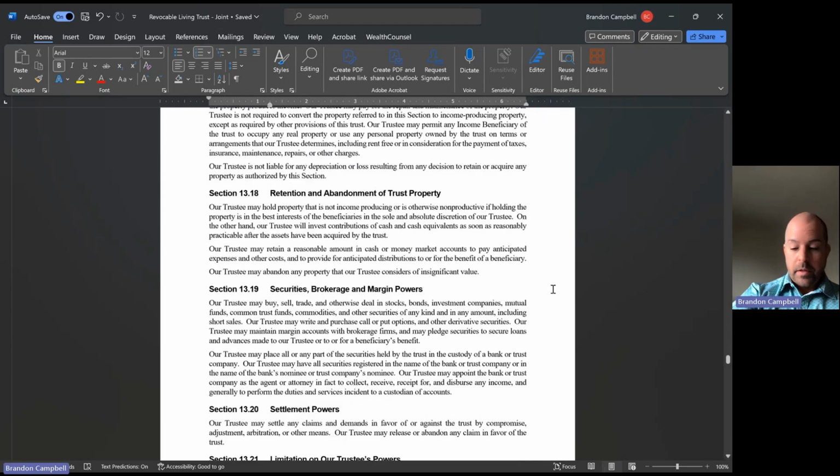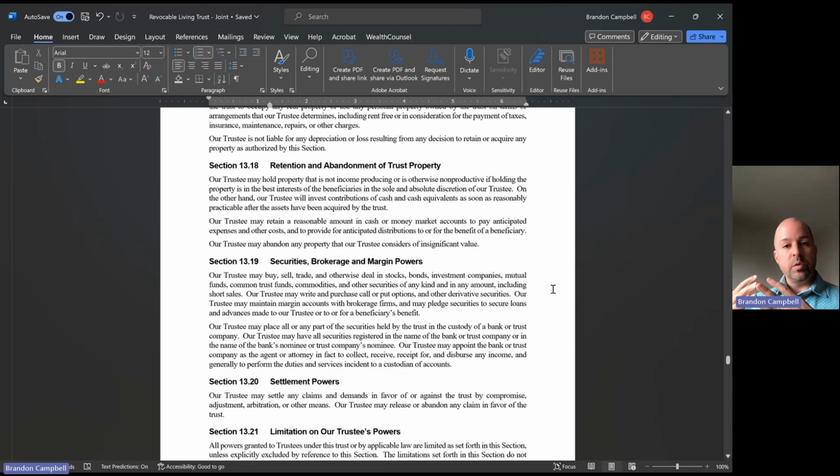Retention and abandonment. Basically, the trustee is going to hold the trust property, but they have the ability to dispose of property if needed. And they technically can actually convert property as well. If I have something that's not producing income, let's say I have a rental property that's not doing well, my trustee could actually sell that property, buy a different property in order to then start producing income from it. Securities, brokerage, and margin powers. These are just specifically to the different types of investments that we might have, giving our trustee full power to be able to manage, acquire, and liquidate investments.